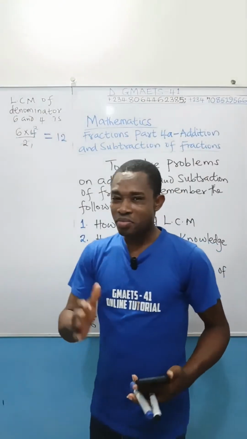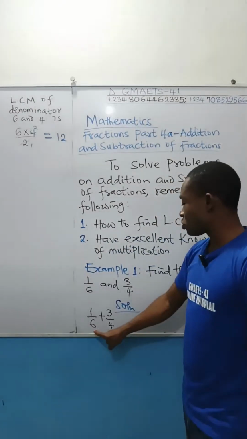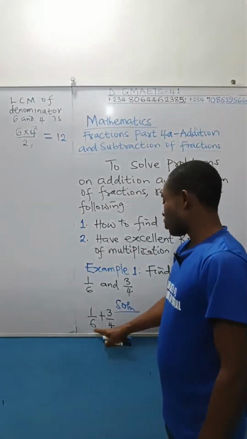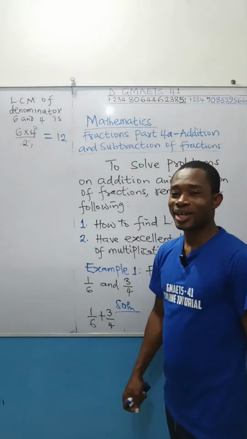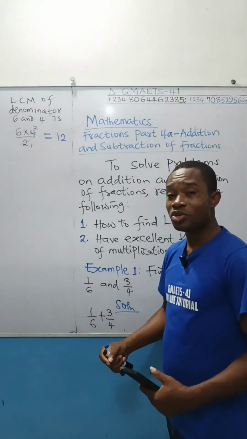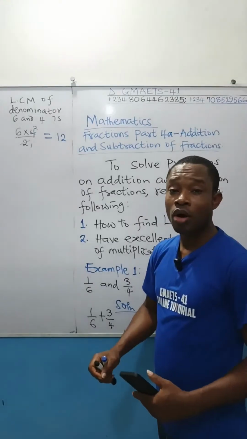We will continue to manage the situation, okay? Now, I said the first thing you have to do is to find the LCM of the denominators. The LCM of 6 and 4, how do you get it? Whenever I want to find LCM of numbers, the best thing to do quickly is multiply the numbers and divide by their highest common factor.